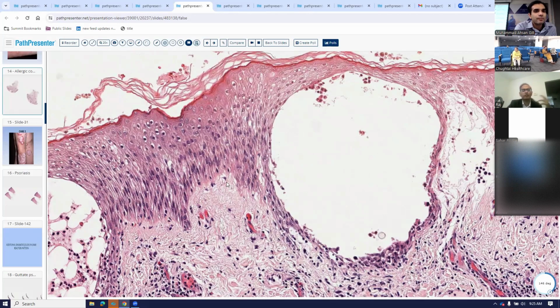Always go back to what is causing it, what is the physiology of the whole thing. That will help you understand the histology in a much better way, basically. So I think there are no more questions for now.